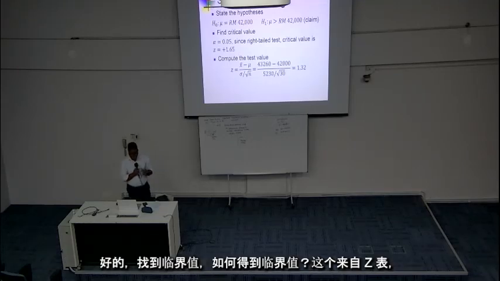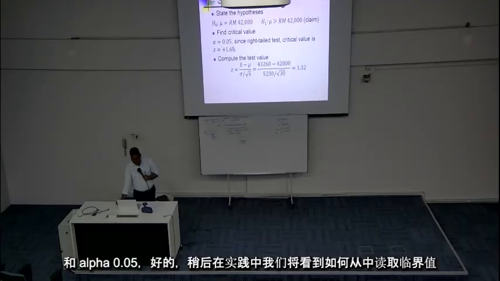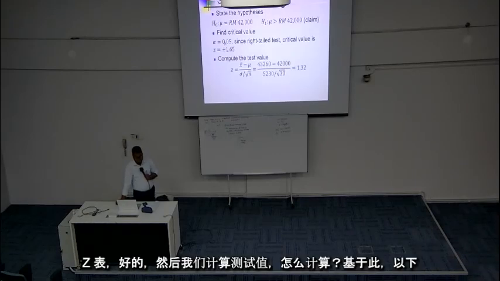Okay, find the critical value. How to get the critical value? This one is from the Z table. We see from the Z table, and you get Z is equal to 1.65 at alpha 0.05. Later during the practical, we will see how to read the critical value from the Z table.